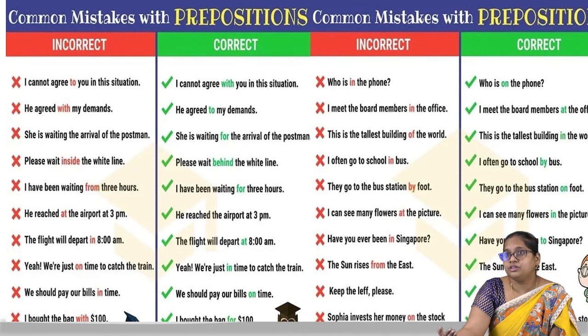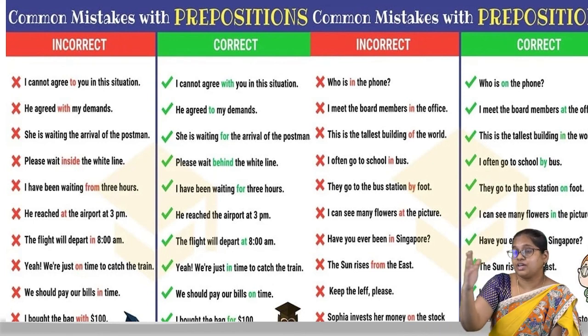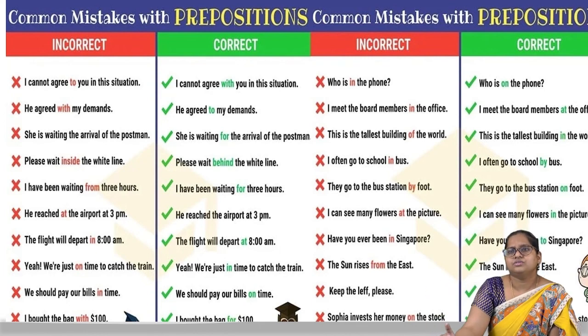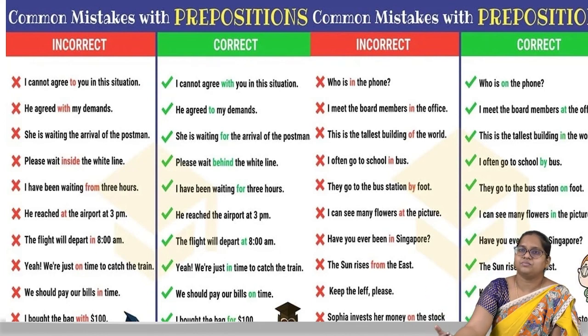Like, I met the board members at the office. This is the tallest building of the world. No, this is the tallest building in the world, we have to say. I often go to school in bus is wrong. By bus. They go to the bus station by foot is wrong. On foot is right. So, sun rises from the east. No, sun rises in the east. So these are a few. You can have a look at it, please.